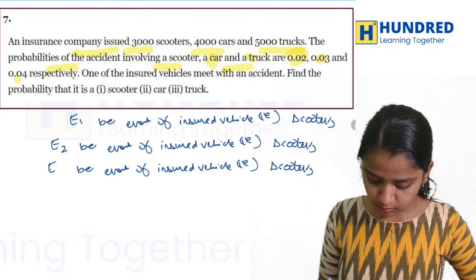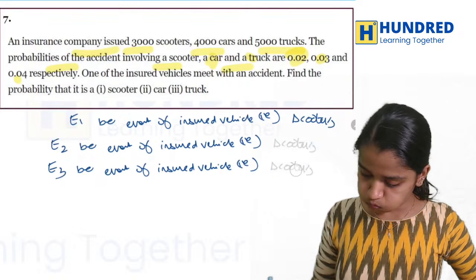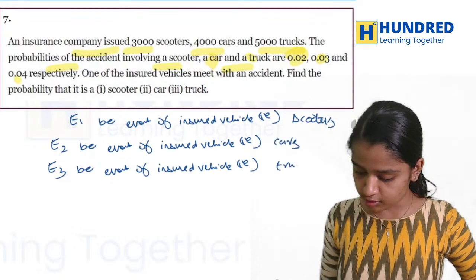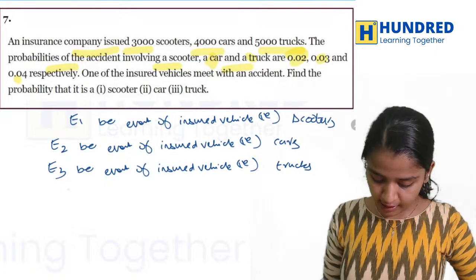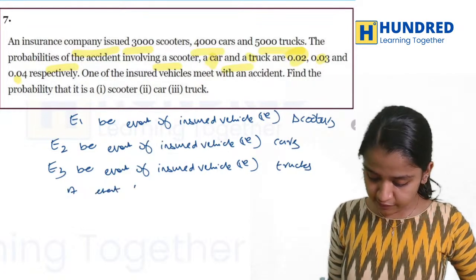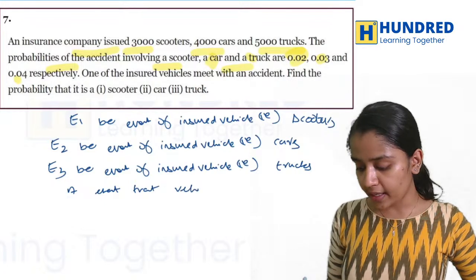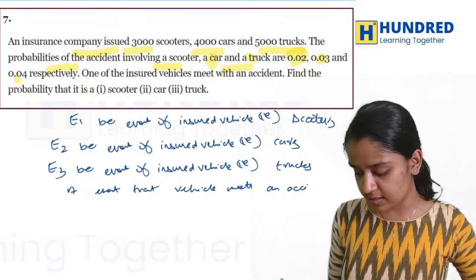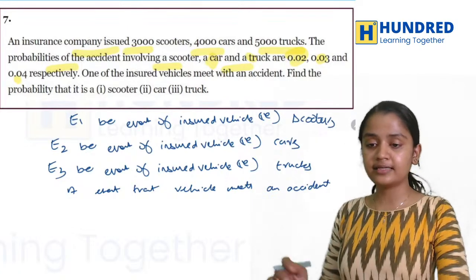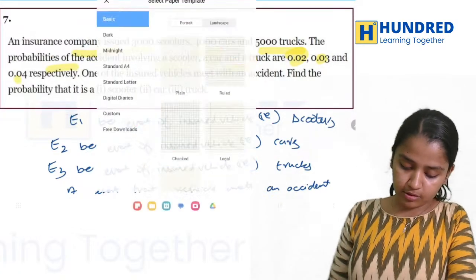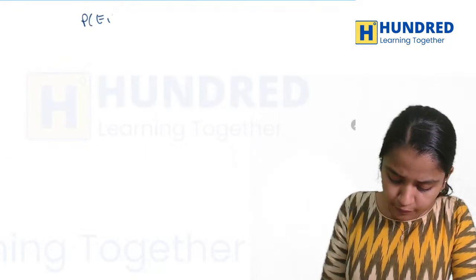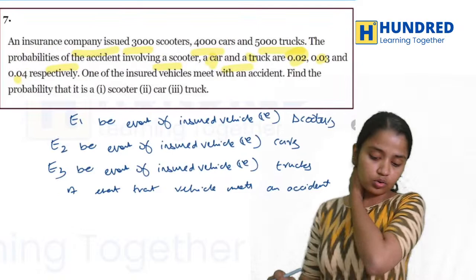Okay, this is cars and this is trucks. So what is A? A is the event that the vehicle meets an accident. So A is the vehicle meeting an accident. So now what happens? So P of E1 is equal to what is it?